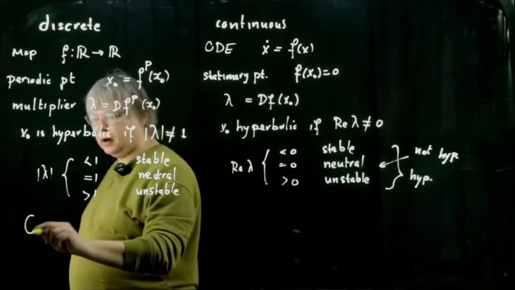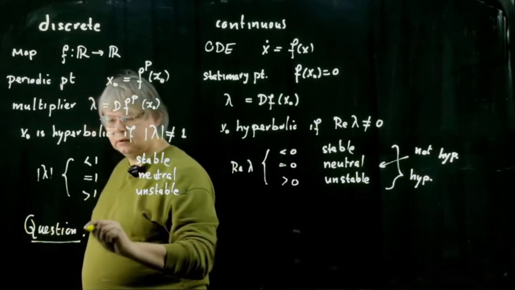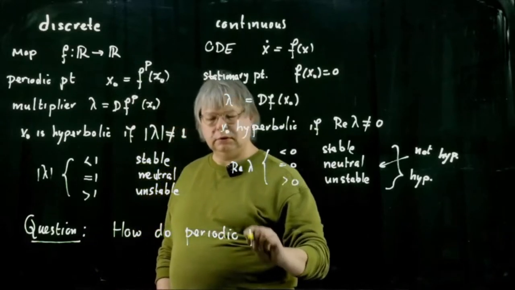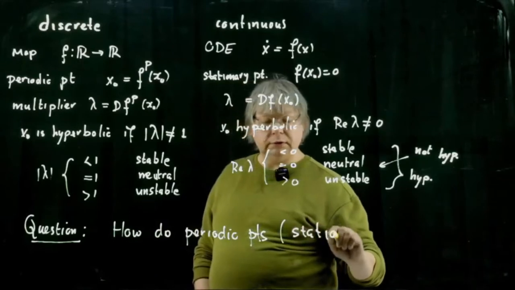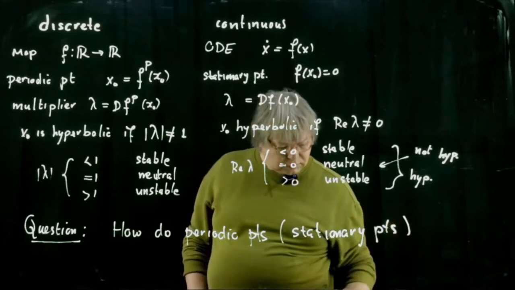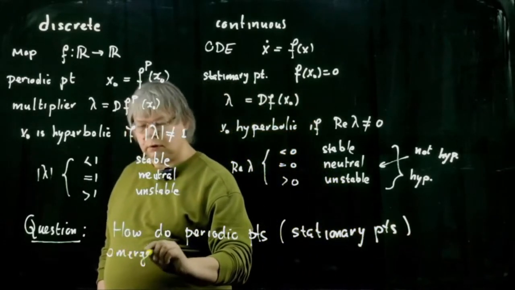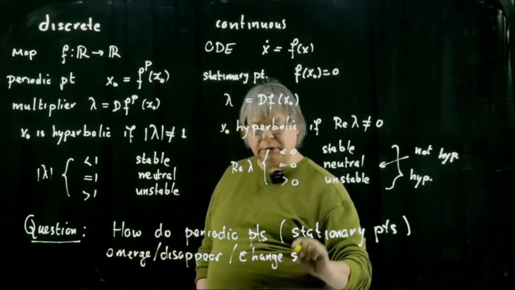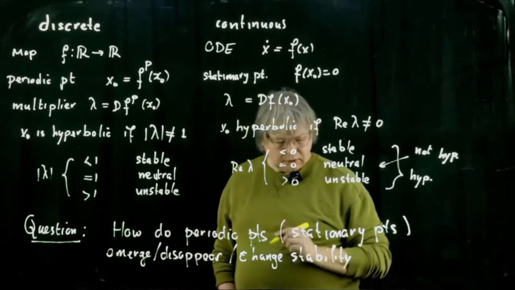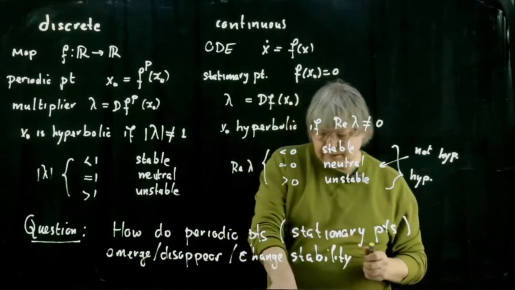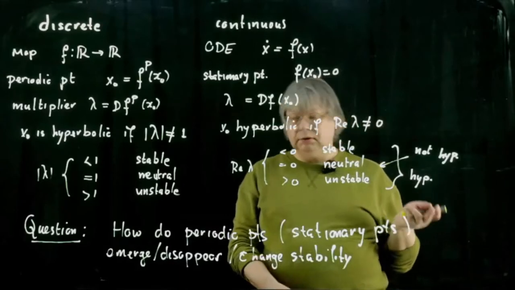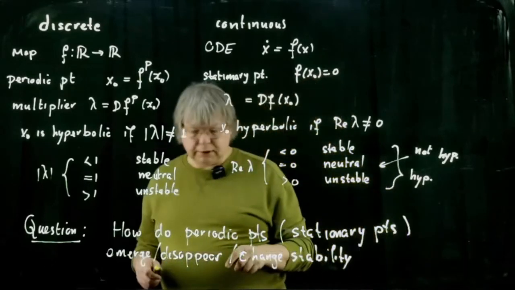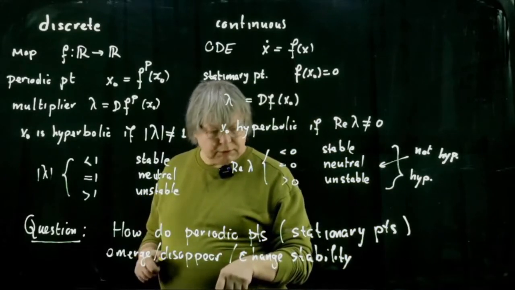So the question, what do we want to answer? How do periodic points and also stationary points emerge or disappear or change stability if you change the map? And this type of change, emerging or disappearing periodic orbits, changing of stability, that is what is called a bifurcation. And I will write down the exact definition in a second.